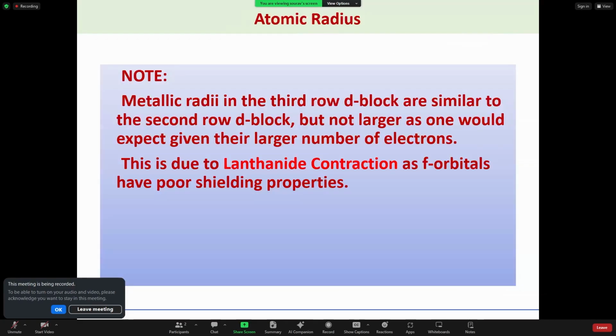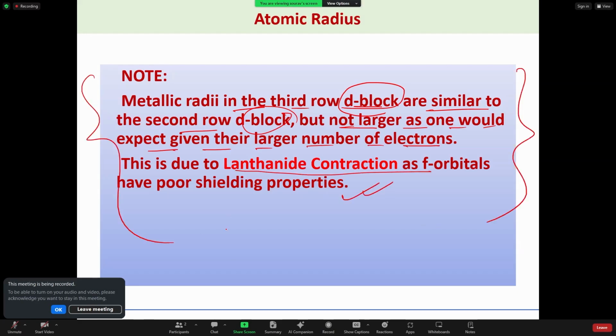And there is a note that the metallic radius in the third row d block, when going to the d block, is similar to the second row d block, not larger as one had expected given the large number of electrons. And there is the lanthanide contraction. We will discuss this in the next class.